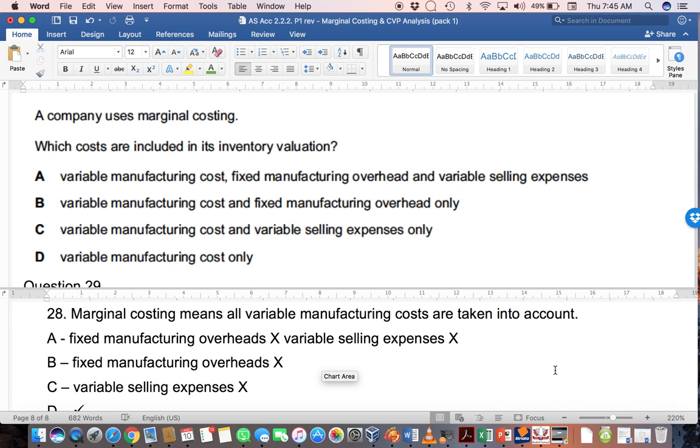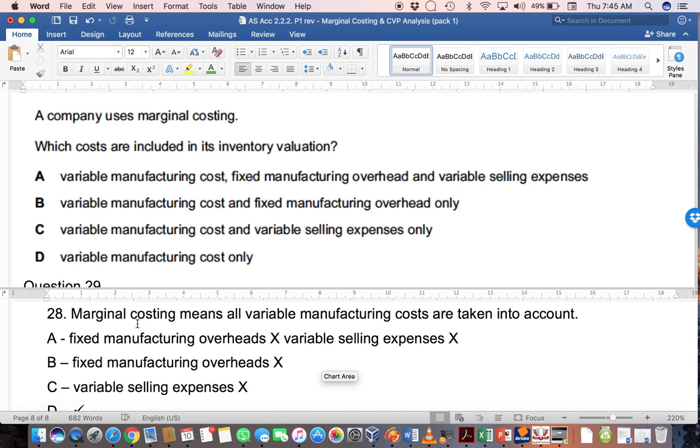Let's look at question 28. A company uses marginal costing. Which costs are included in its inventory valuation? Now, again, if we're looking at marginal costing, remember that it means we're using all our variable manufacturing costs. We are only using manufacturing costs over here, so anything with the fixed manufacturing overheads needs to be excluded.